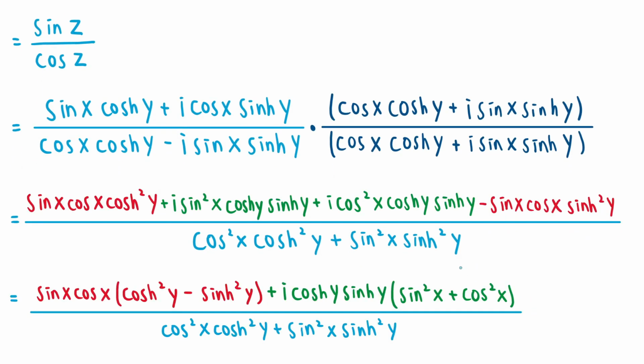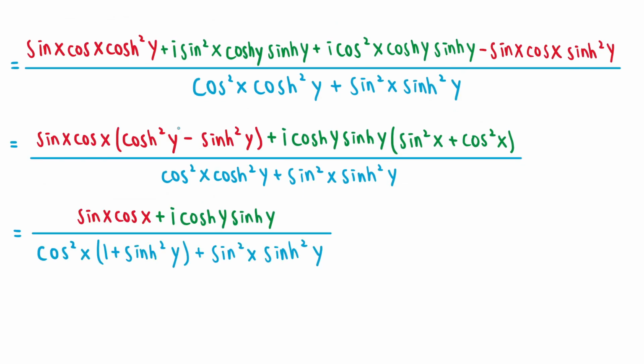If we factor sine x cosine x from the first and fourth terms in the numerator, we get sine x cosine x times cosh squared y minus sinh squared y. If we factor out i cosh y sinh y from the second and third terms in the numerator, we get i cosh y sinh y times sine squared x plus cosine squared x.